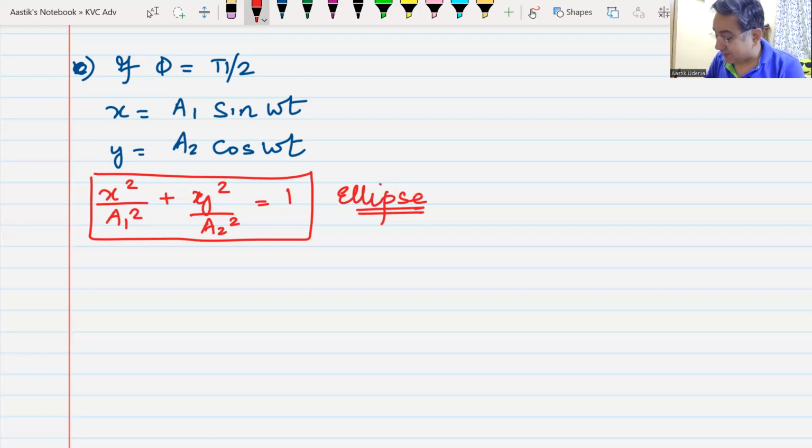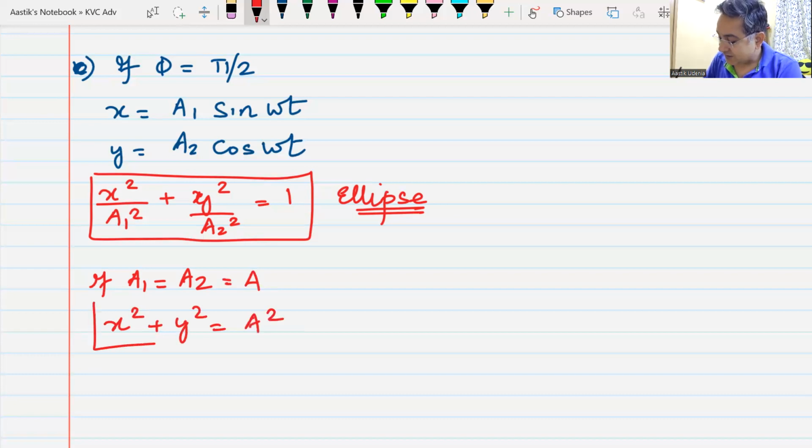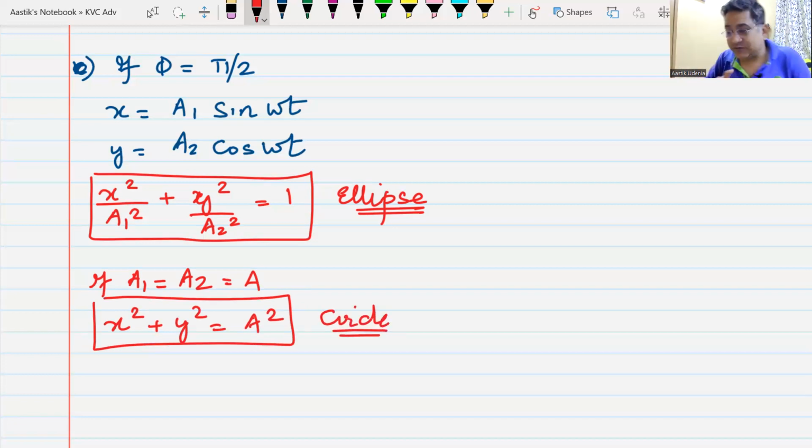Now, another special case happens when A1 becomes equal to A2. Then what happens? x square plus y square, let me call it A, becomes A square, and this becomes our equation of a circle. And SHM as a projection of UCM, so the circle comes back. Do we understand this, or has this gone above our head saying bye bye? We understood. Okay.